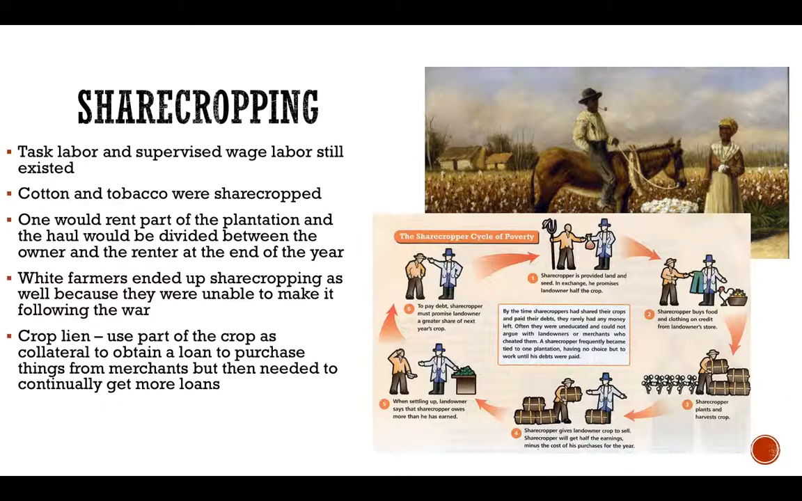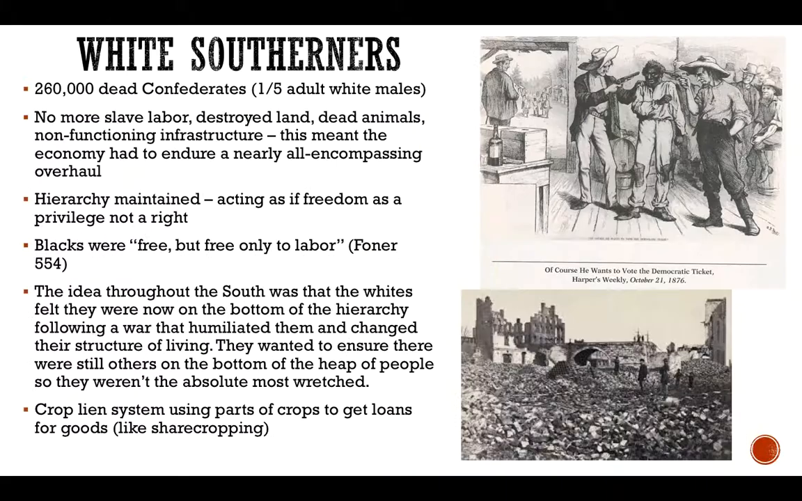And then when settling up, the landowner says the sharecropper owes more than he has earned, and in order to pay the debt, the sharecropper has to promise the landowner a greater share of the next year's crop. So it's this cycle that doesn't seem like it has a way out necessarily, because people need things to live off while they're farming, and then it's this cycle of debt.